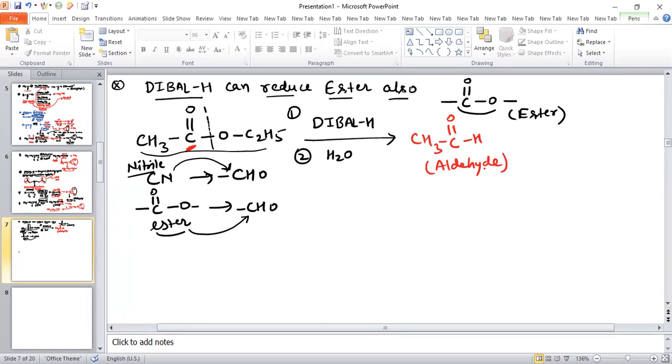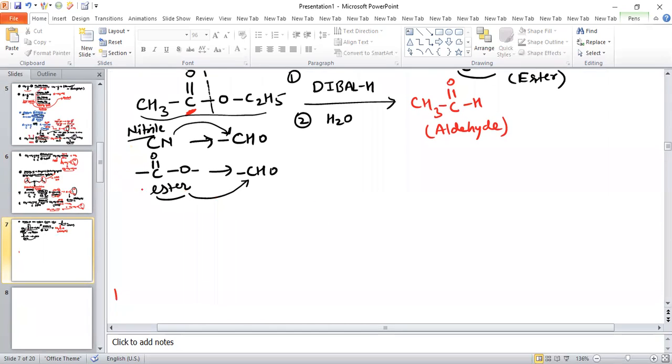Now see, you can also note the state of these compounds. Basically, I am talking about the physical state of these compounds.